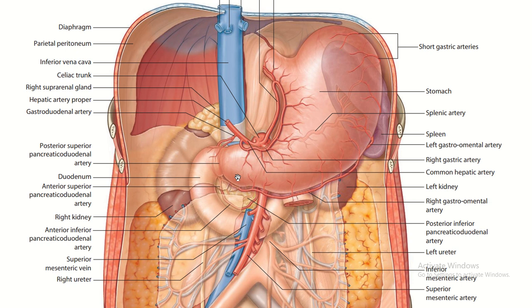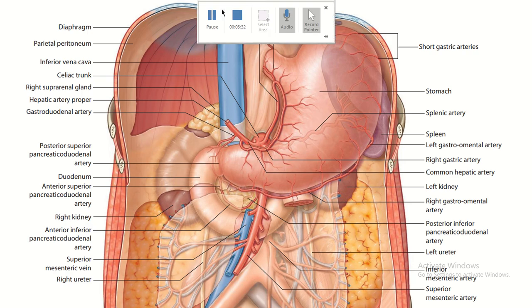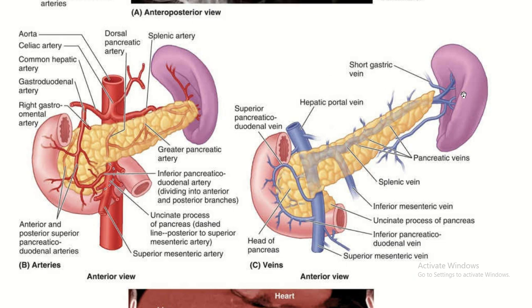Let's take a look. The hepatic portal vein. Right here, you can actually see this, your splenic vein. And then it's going to receive tributaries from the short gastric veins, and also a tributary from this one, which is your greater omental vein, and form this splenic vein.